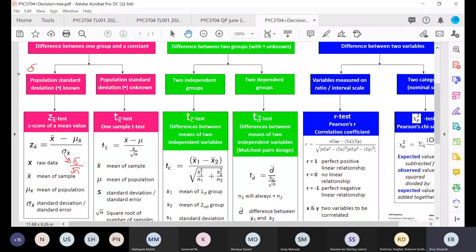If the population standard deviation is not known, it means they wouldn't have given you the population standard deviation, but they would have given you a sample standard deviation, which is represented by the symbol S. If they give you S equals 1.3, 1.4, or they say sample standard deviation, then you know that they haven't given you the population standard deviation. So your sigma is unknown. And when it is unknown, then you're going to use the t-test.